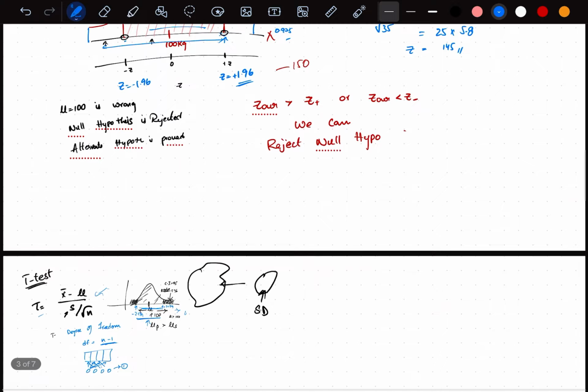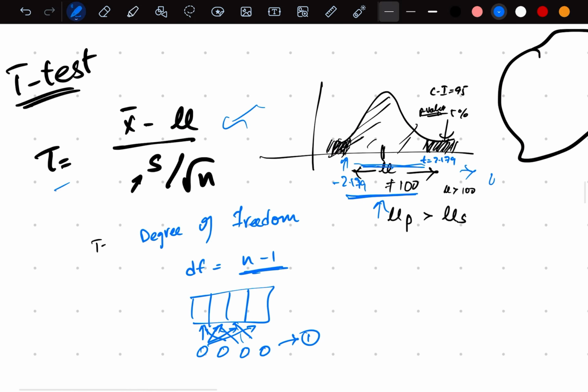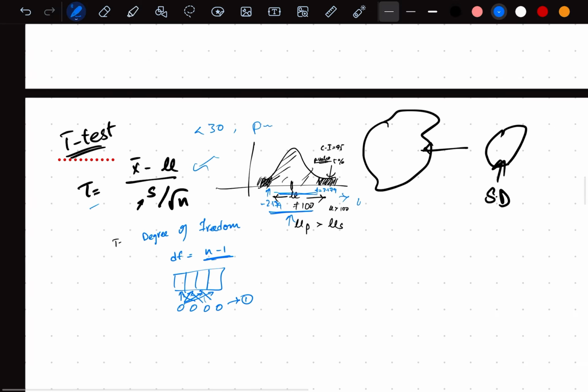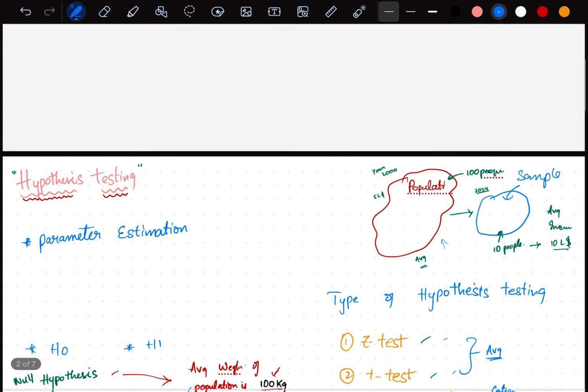If not, t-test. If the sample size is much lesser than 30 and the population standard deviation is not given, that's where the t-test comes into the picture. So that's about hypothesis testing.